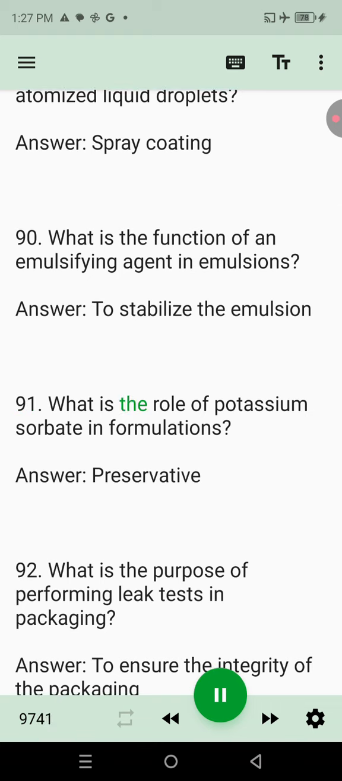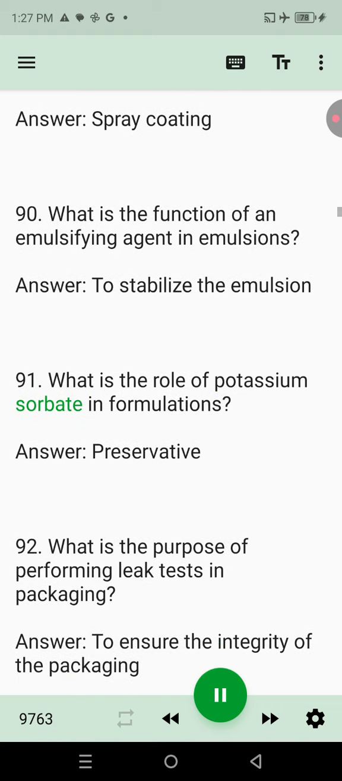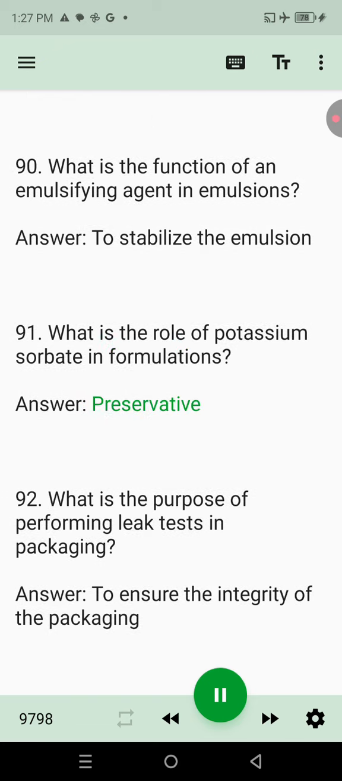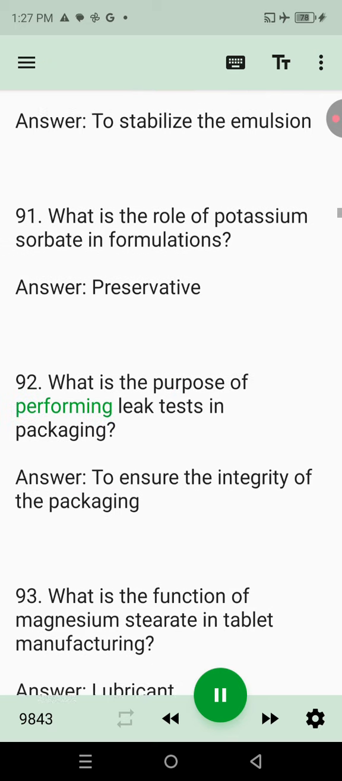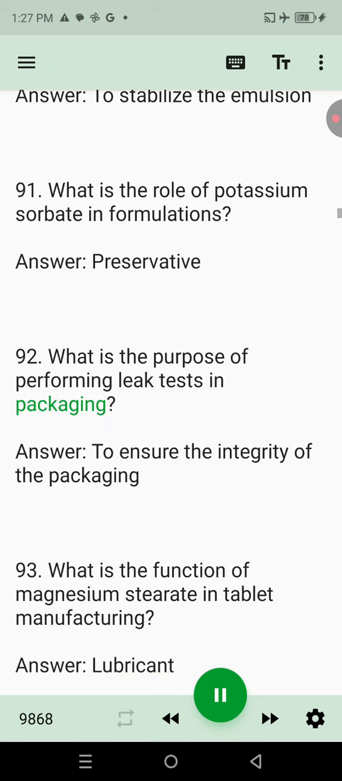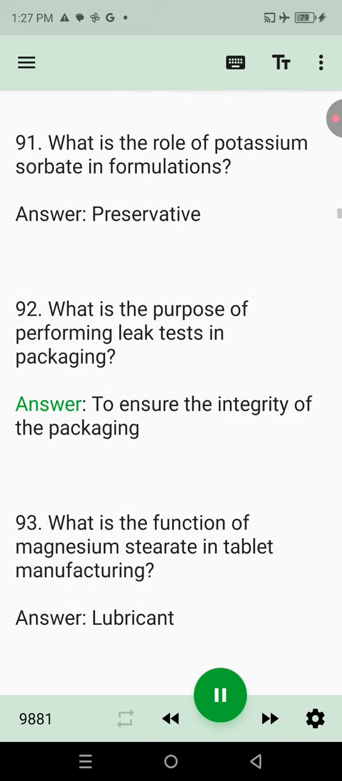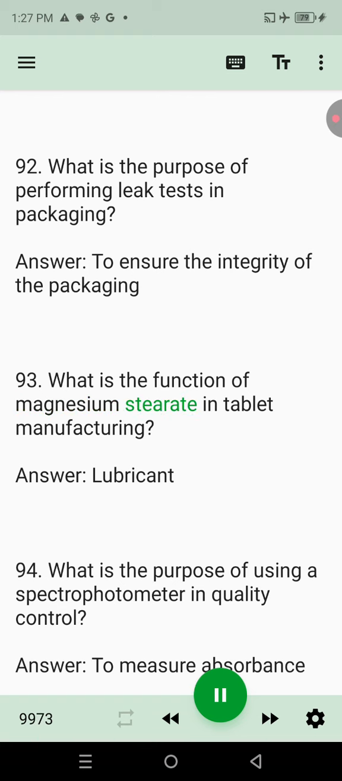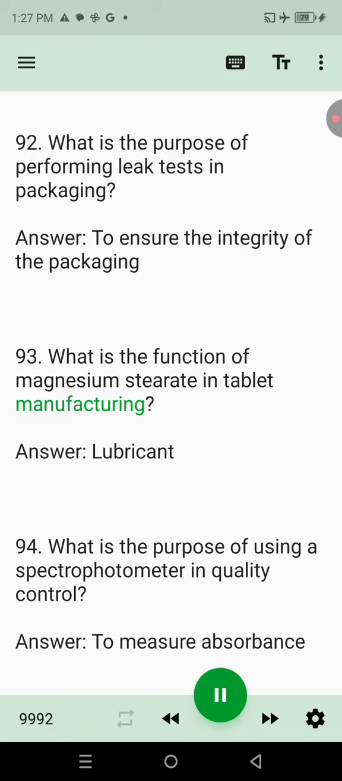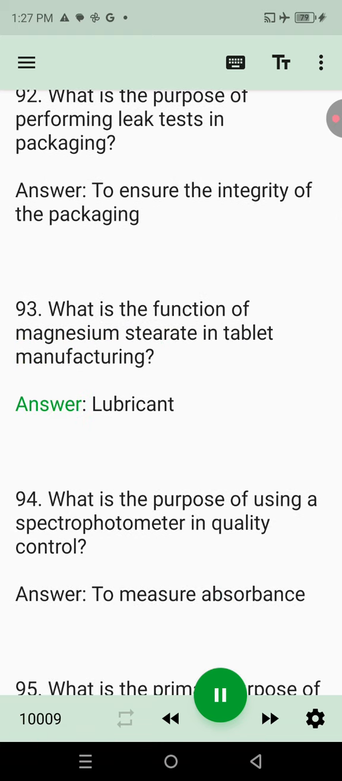91. What is the role of potassium sorbate in formulations? Answer. Preservative. 92. What is the purpose of performing leak tests in packaging? Answer. To ensure the integrity of the packaging. 93. What is the function of magnesium stearate in tablet manufacturing? Answer. Lubricant.